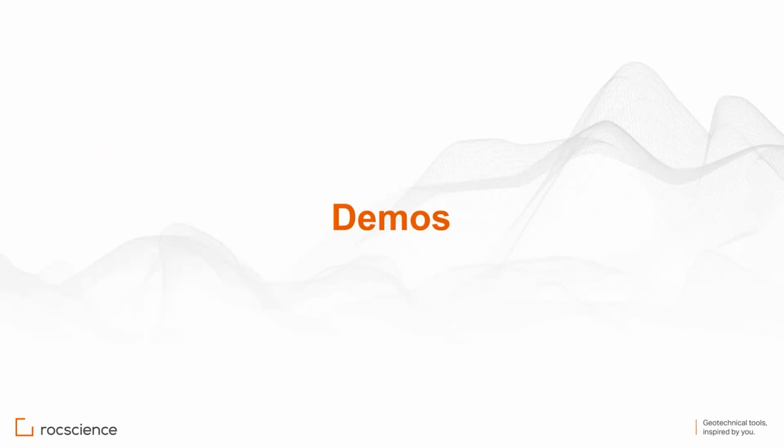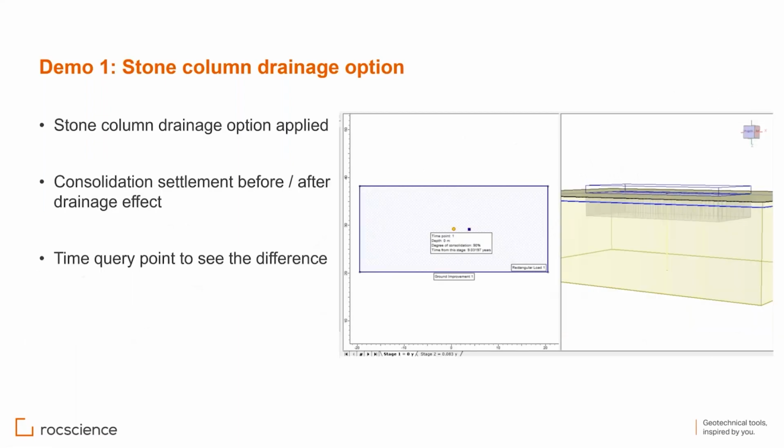Now we'll be covering demos, so let me explain some of the examples that we'll be using to demonstrate how it works. The first demo is the stone column drainage option. The model has a load and the stone columns with the water table, and you will have the drainage option, the consolidation settlement before and after the drainage effect, and the time for a point to see the difference between these two settlements.